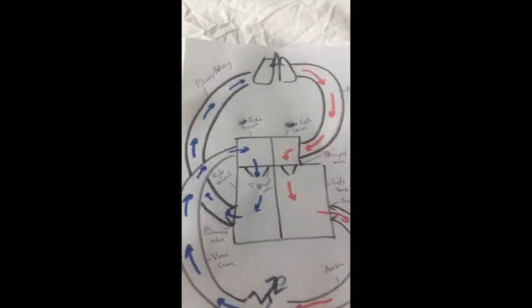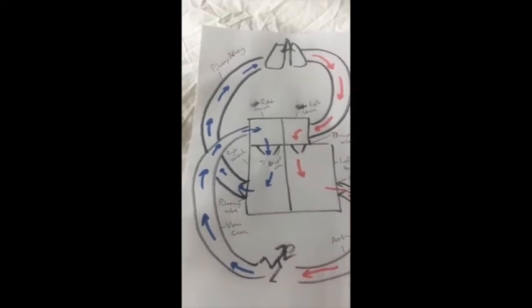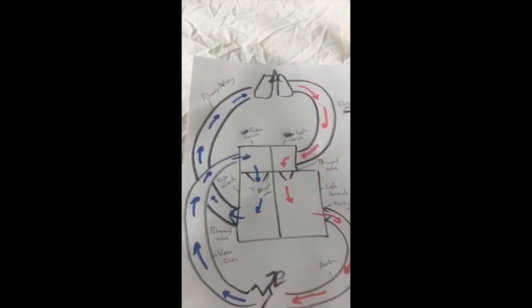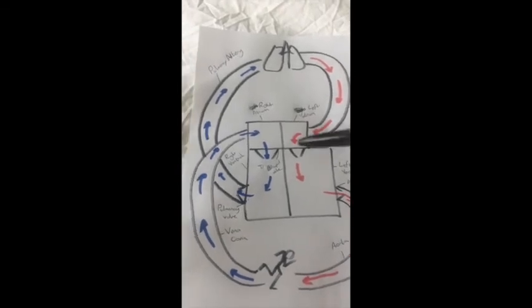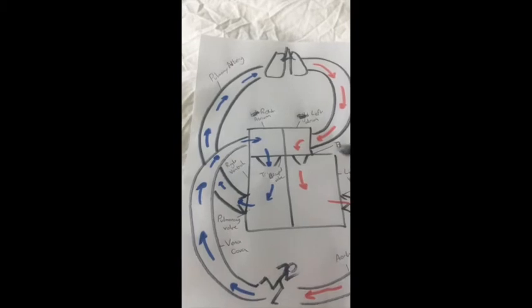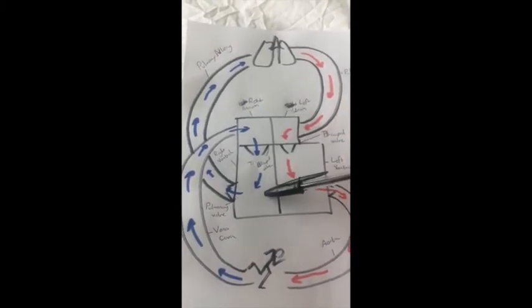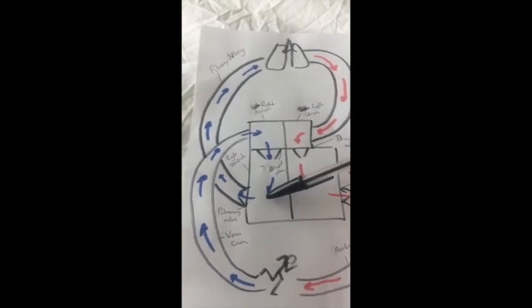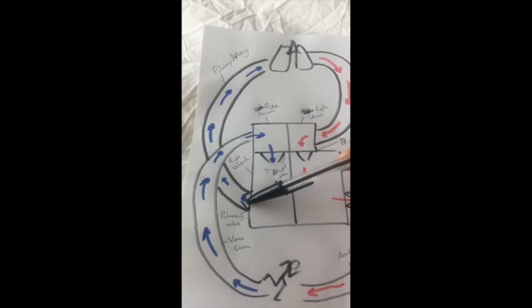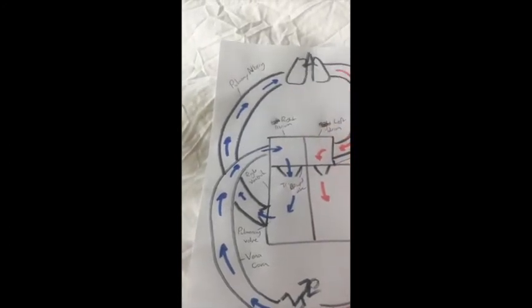If we start with blood returning to the right atrium from the body, it's fed into the heart via the vena cava. That comes from the superior vena cava from the upper half of the body and the inferior vena cava from the lower half of the body. This is carrying the deoxygenated blood back to the heart, into the right atrium, and it passes through the tricuspid valve into the right ventricle. The right ventricle contracts, and blood is forced through the pulmonary valve into the pulmonary artery, which carries the blood to the lungs.